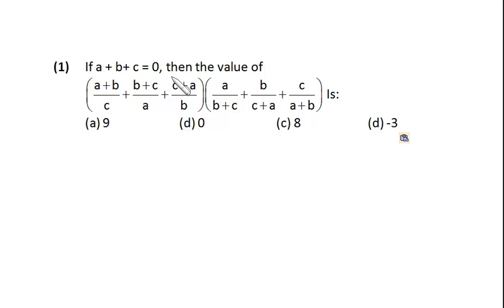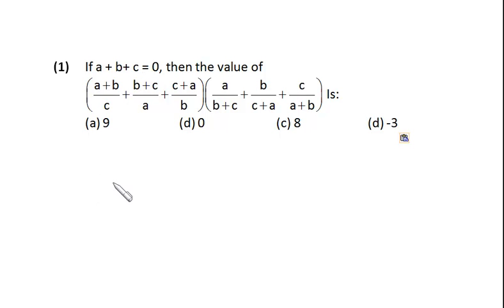If a plus b plus c is 0, then find the value of this expression. Now most students, as soon as they see the expression, start taking the LCM and start solving it. But that will be a really tedious process. First of all, just look at the question. If a plus b plus c is 0, then how can you get a plus b plus c in the expression?